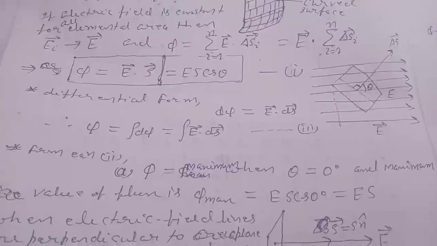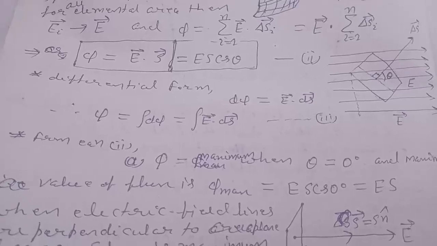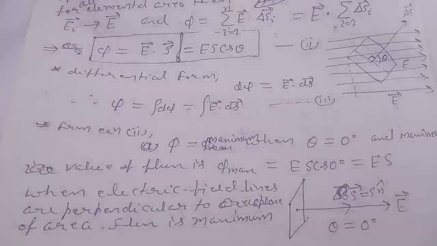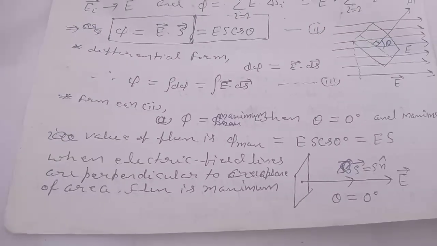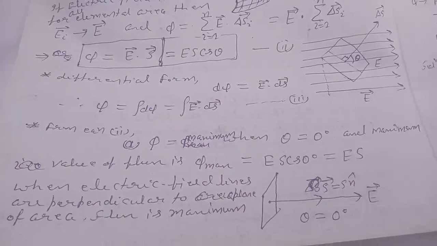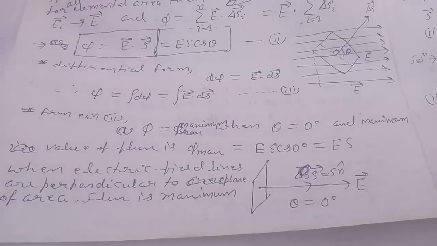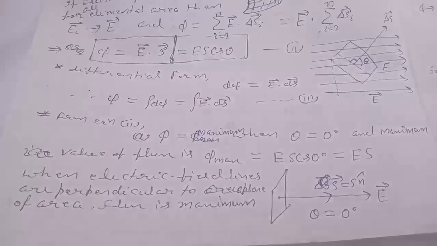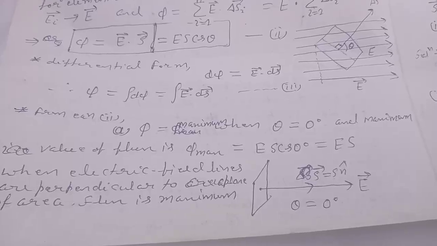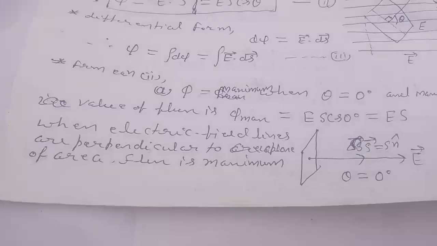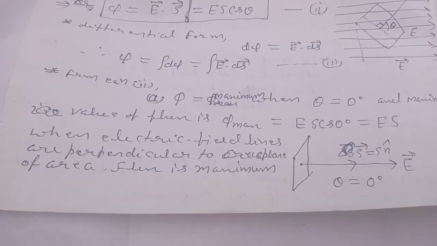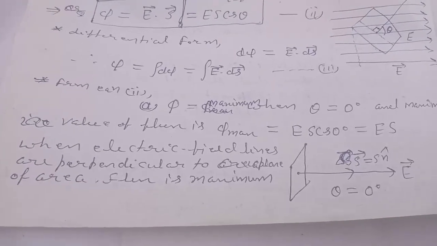Differential form: d phi equals E vector dot dS vector, hence phi equals integration d phi equals integration E vector dot dS vector, equation 3. From equation 2, phi is maximum when theta equals 0 degrees, and the maximum value of flux is phi max equals E S cos 0 equals E S. When electric field lines are perpendicular to the plane of area, flux is maximum.